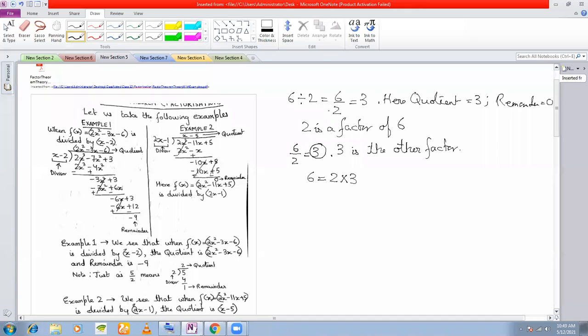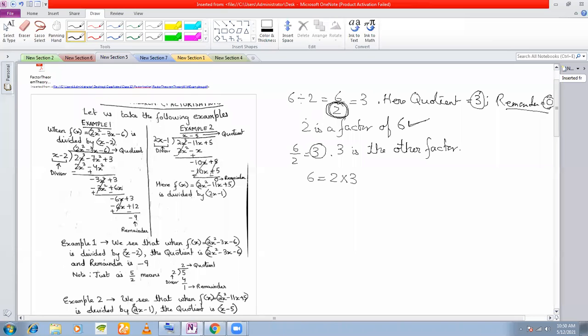How did we get the factors? First, I knew 2 to be a factor, right? So, in fact, I knew the divisor to be 2. So I divided 6 by 2 to get my quotient. And when I saw that the remainder was 0, I concluded that 2 must be a factor of 6. Previously, I did not know. I only knew 2 to be any divisor. I did not know whether 2 is a factor. So once I divided 6 by 2, I came to know that the remainder is 0. Then I said that 2 must be a factor of 6.